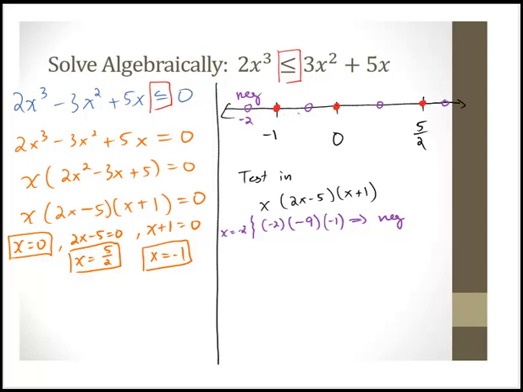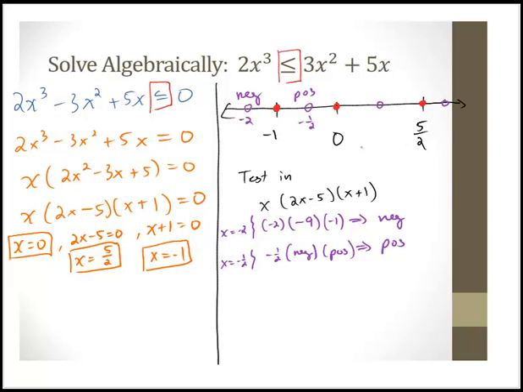Testing between negative 1 and 0, how about negative 1/2? Letting x equal negative 1/2, that would be negative 1/2 times (2 times negative 1/2 minus 5). That's 2 times a negative, that's a negative, plus a minus 5, that's going to be a negative number. Negative 1/2 plus 1, that's a positive number. Negative times a positive is a positive.